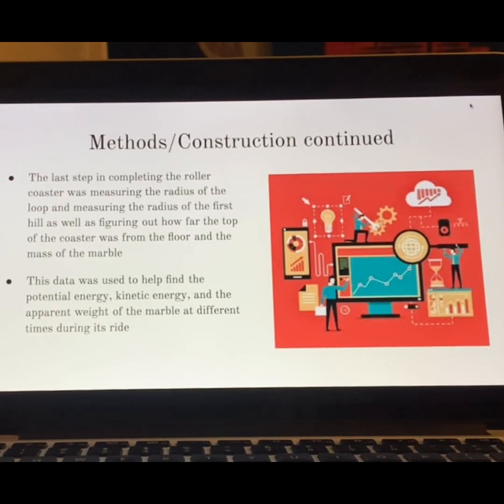The last step in completing the roller coaster was measuring the radius of the loop and the radius of the first hill, as well as figuring out how far the top of the coaster was from the floor and the mass of the marble. This data was used to help find the potential energy, kinetic energy, and the apparent weight of the marble at different times during its ride.